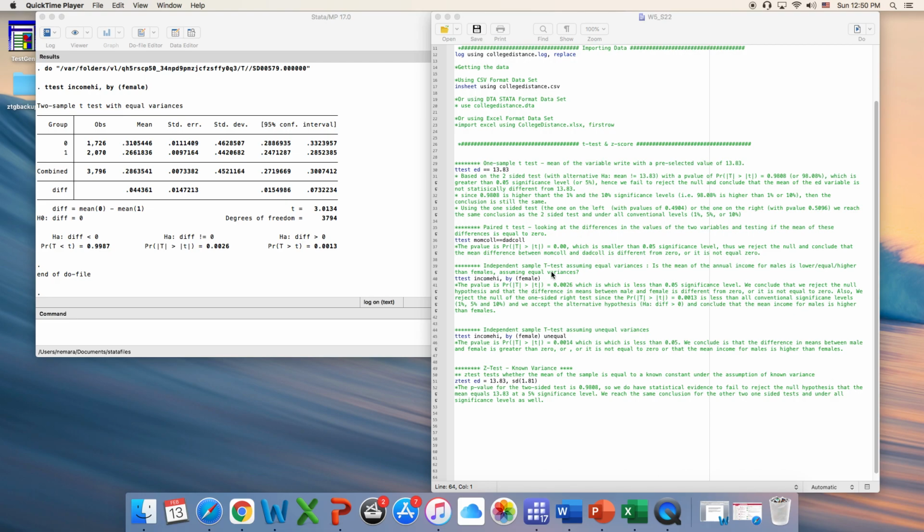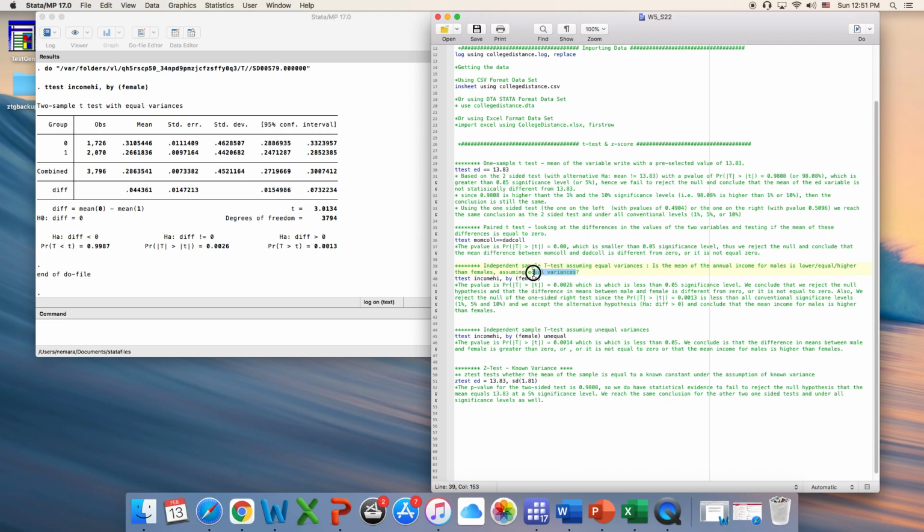Okay, so let's continue. The next test is the independent sample test. We have two versions of this test, one that assumes equal variance and the other that assumes unequal variance. The question that you will have in a test, an assignment, or practice will be very specific. For example, the question here is: is the mean of the annual income for males lower, equal, or higher than females? And I need to say something about the assumptions.